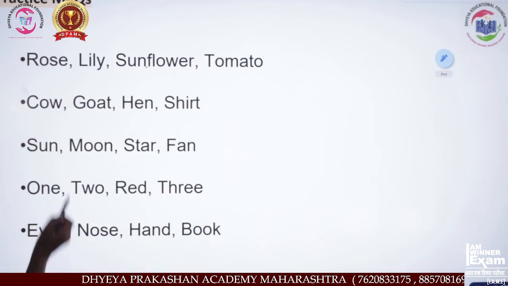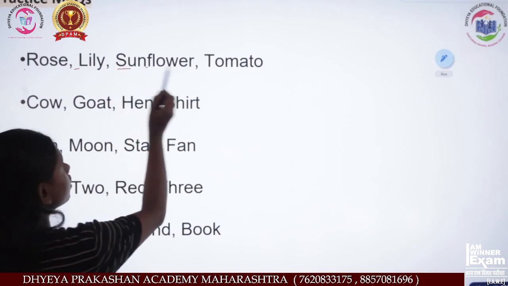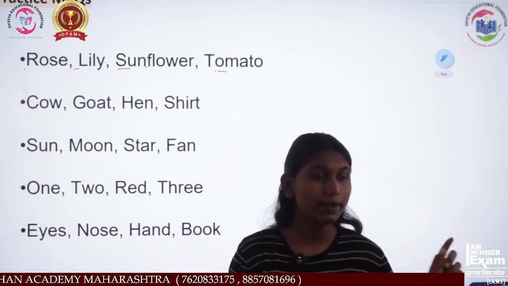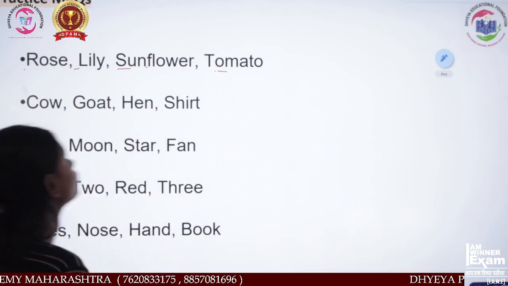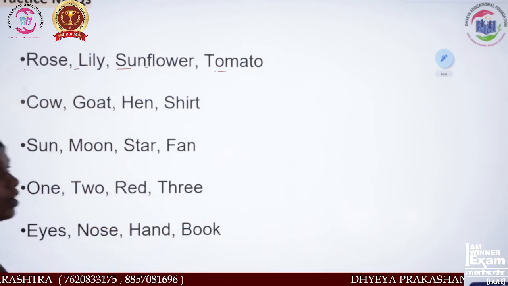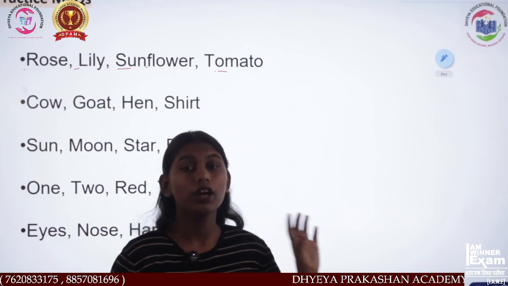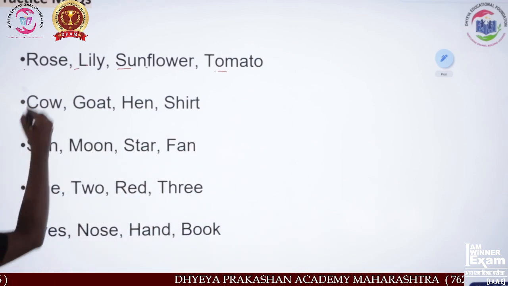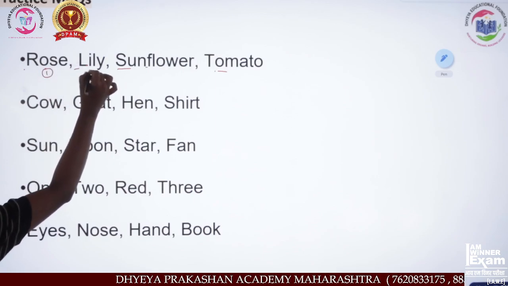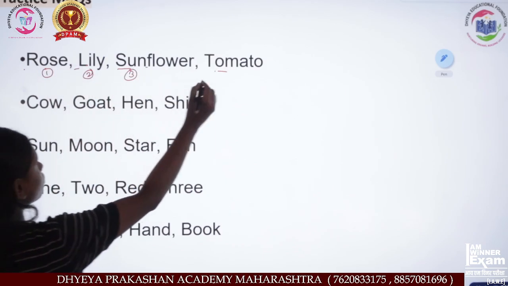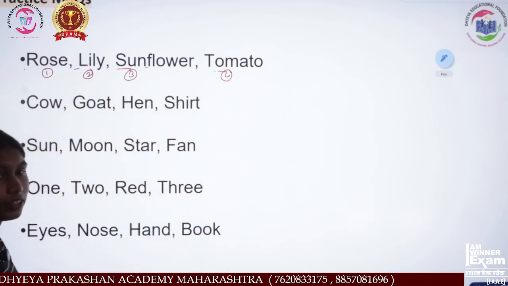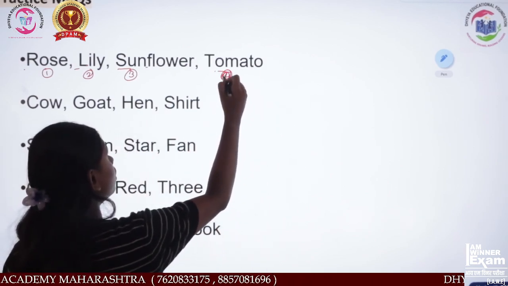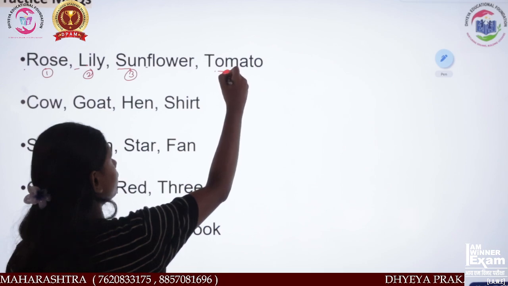Now the first MCQ: rose, lily, sunflower and tomato. Here rose, lily and sunflower are flowers, right? But tomato is a vegetable. So which option will you pick? Which is the different option here? That is option number 4, that is the tomato. So you have to color the 4th option.